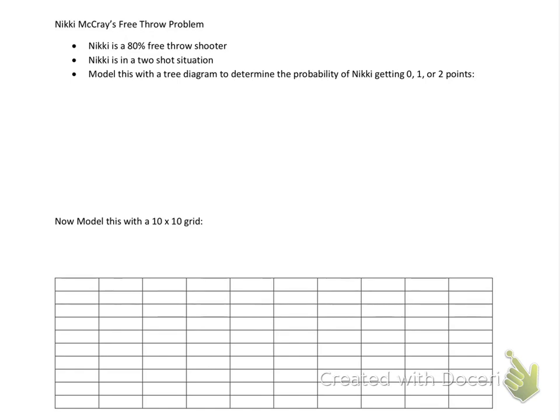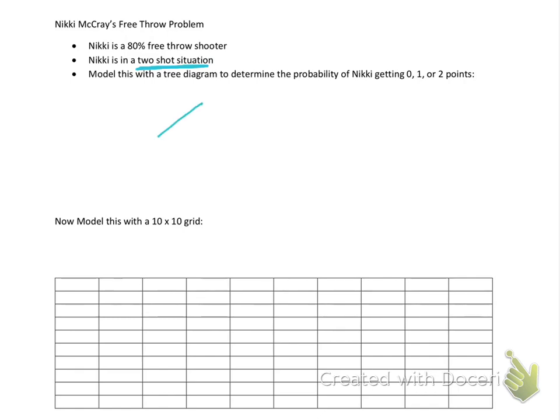Now, she is a little bit of a better free throw shooter. She has an 80% success. So what is her situation like in a 2-shot deal? Okay, so notice they didn't do a 1-and-1, but let's compare her 2-shot to the other Nikki's 2-shot. And the other Nikki was a 60% free throw shooter. Okay, so first off, we need a tree diagram. So let's set that up.